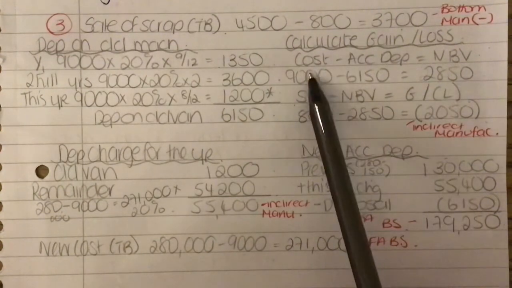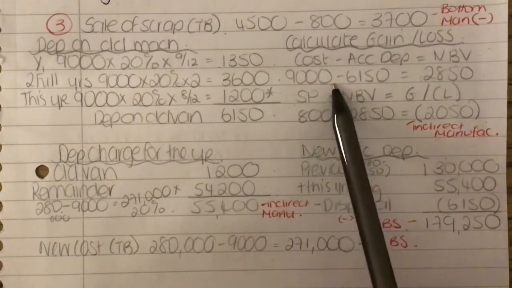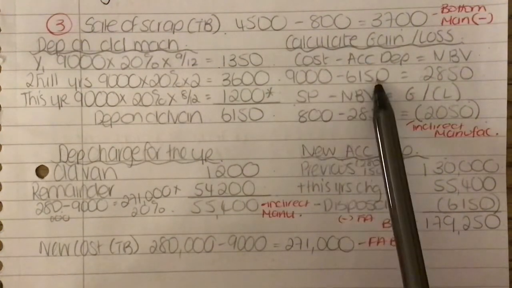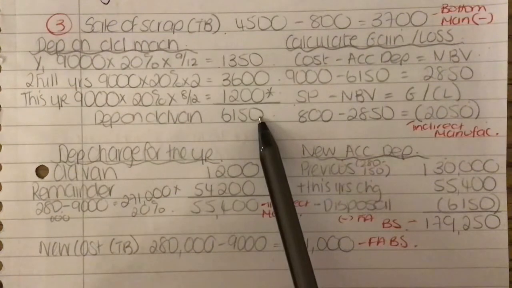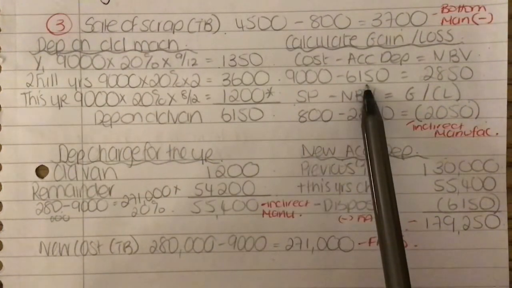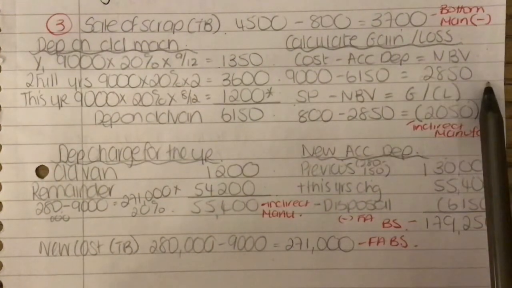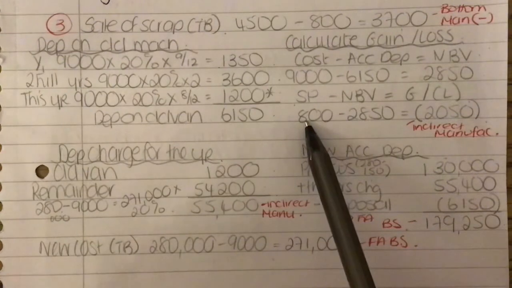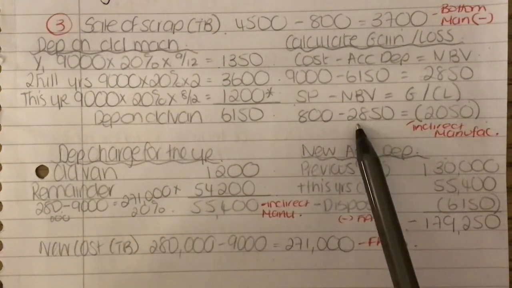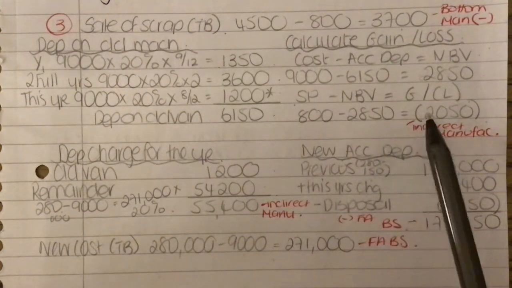So then start filling in your formula. Cost, well, the machine cost us 9,000 euro. The accumulated depreciation I'm getting from here. How much did I write off over the life that I had it for? €6,150, which means that when I got rid of it, it was worth €2,850. We got €800 for something that we believed was worth €2,850, which means that we made a loss.